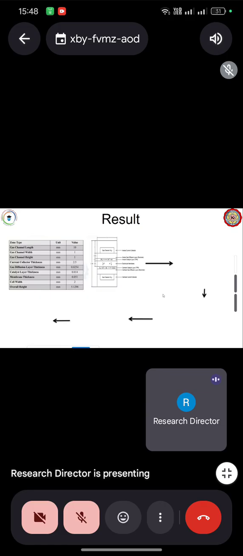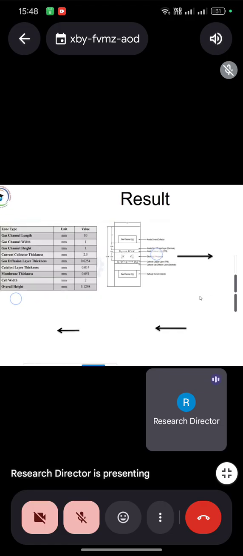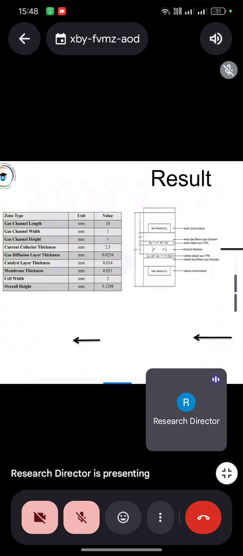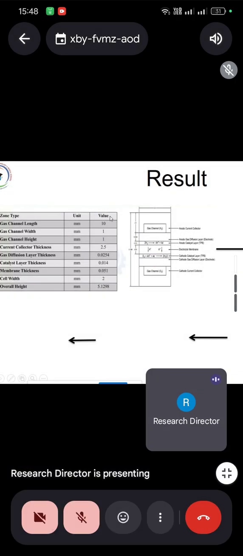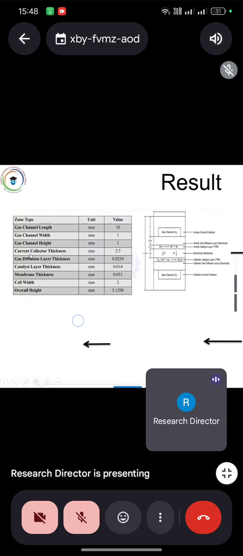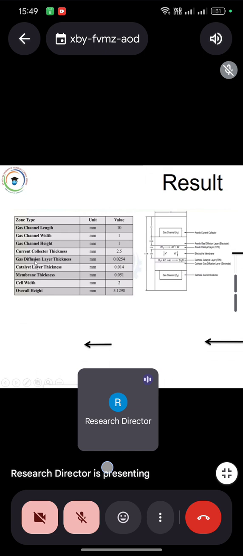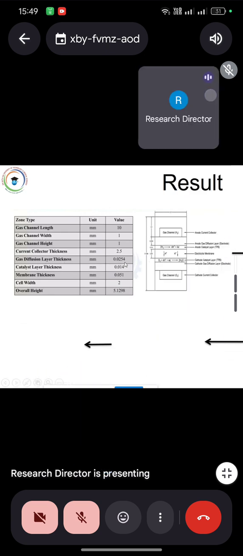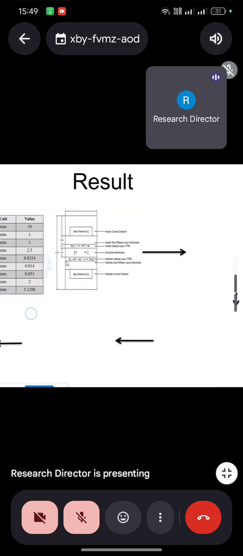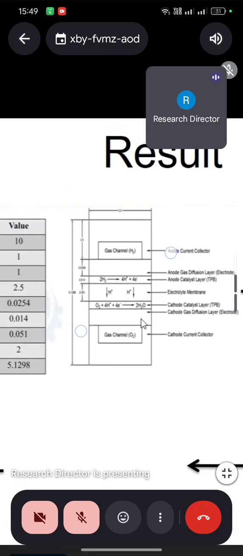These are the inputs we have to give during the modeling. Here I am mentioning gas channel length, all units are in mm, so I am giving a value of 10. Gas channel width 1 mm. Gas channel height 1 mm. Current collector thickness 2.5 mm. Gas diffusion layer thickness 0.254 mm. Catalyst layer thickness 0.0014. Membrane thickness 0.051. Cell width 2 mm. And overall height is 5.129. So all these values are incorporated in this.